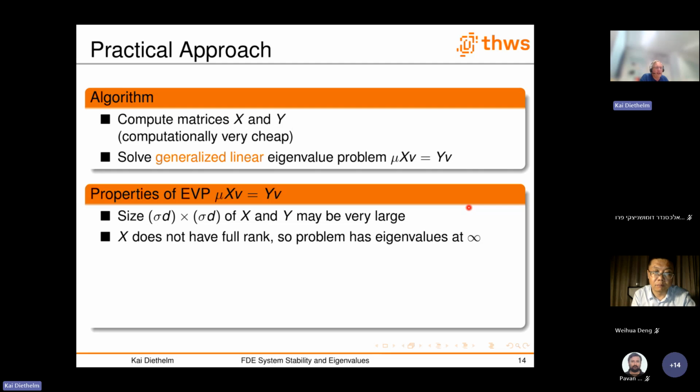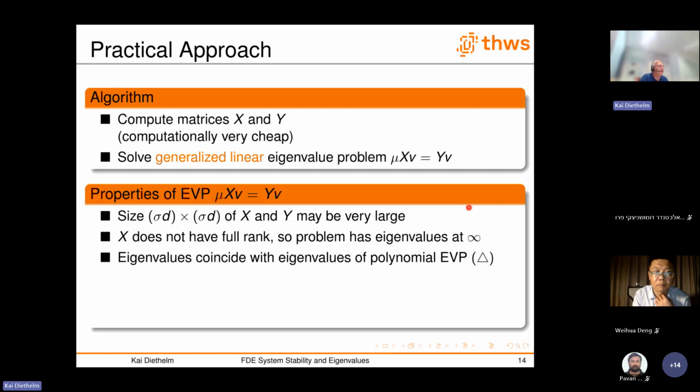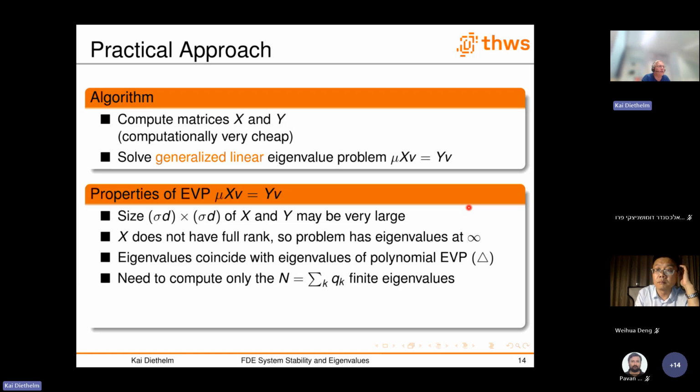You can easily see if you look at the definition of X, X does not have a full rank. It's rank deficient, so the problem also has eigenvalues at infinity. And in fact, the eigenvalues of this generalized linear eigenvalue problem are exactly the same as those of our polynomial eigenvalue problem that we had before. And what we know is we don't need to compute all of them. We only need to compute the finite eigenvalues. Capital N was the number of finite eigenvalues. We know how big that is because we know how big those QK are.